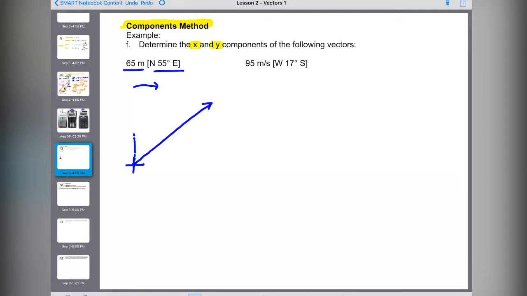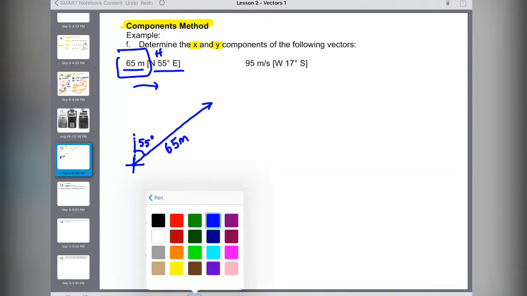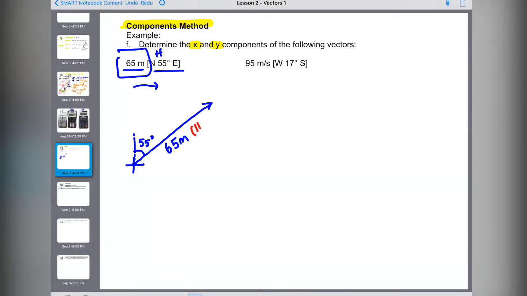I'm going to draw my vector here. This length, the vector, is 65. This angle is 55. Notice that your vector is always going to be the hypotenuse of this right angle triangle that we're going to try to make. So this is always the hypotenuse, so I'm just going to write the H. We are always going to be making the X and the Y components.